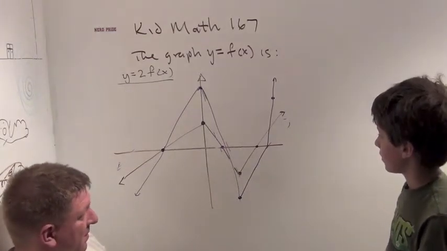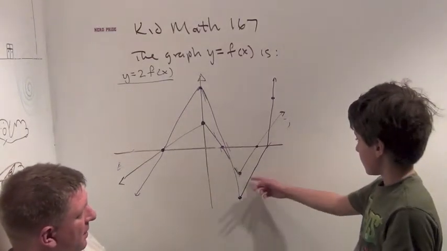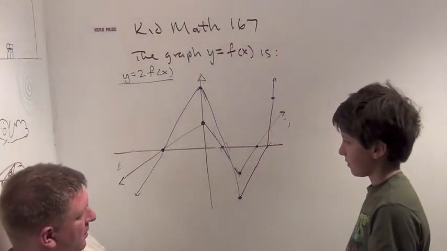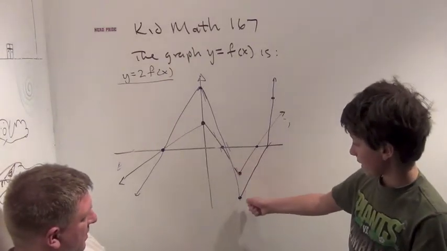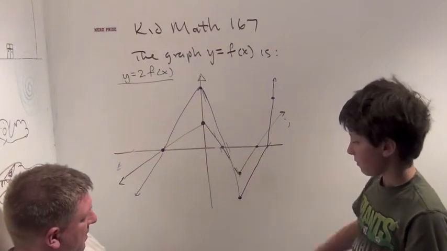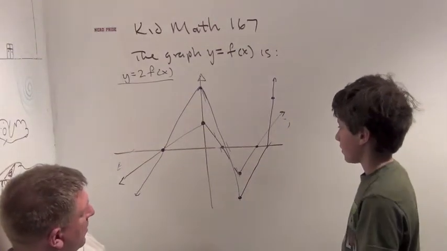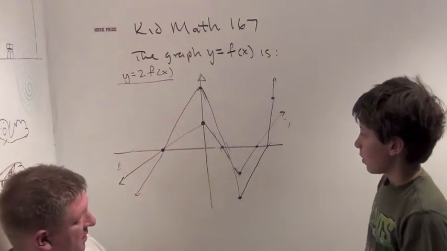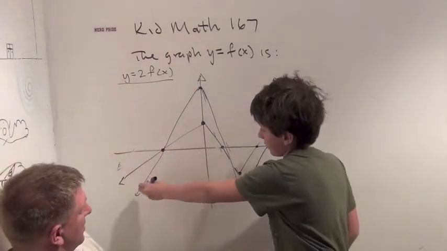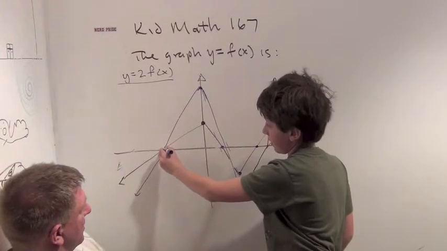Almost got it. This one's a little puzzling. What's puzzling about that one? Well, you have to pull it down, but it goes up. How did you graph this part of the function here? Well, this had to come in with this point.